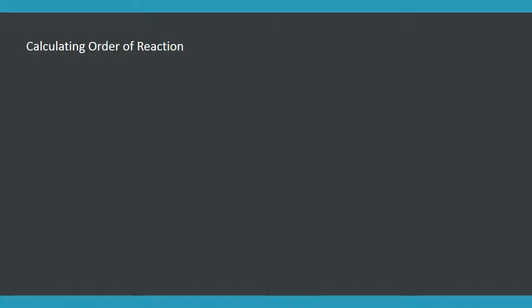Last part of this video is looking at calculating the order of a reaction. So how do we go through and figure out order from data? And that's what we're going to be doing. So we use what's called the initial rates method.